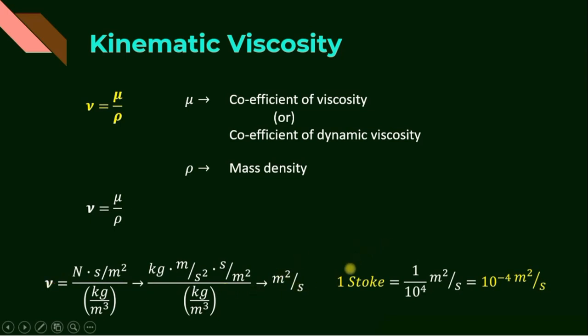Sometimes we use the unit for kinematic viscosity as Stokes. 1 Stokes is equal to 1 divided by 10 to the power 4 meter square per second, or 1 Stokes is equal to 10 to the power negative 4 meter square per second.